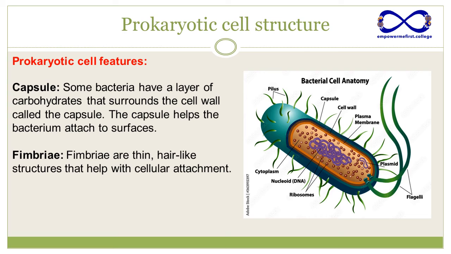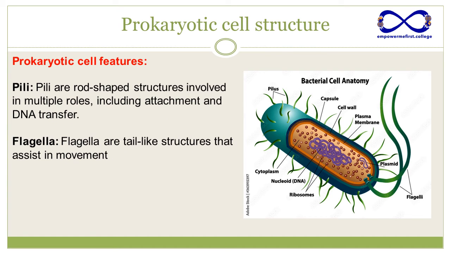Also think about the fact that bacteria can attach to eukaryotic cells, and in order to attach, they need specific features, which can be found, for example, in the presence of the capsule and the presence of these fimbriae. Another important characteristic can be the pili. The pili are rod-shaped structures involved in multiple roles, including, for example, attachment and DNA transfer.